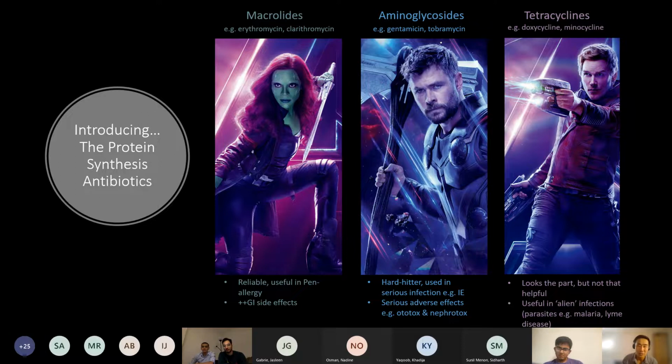And then finally, we've got tetracyclines as our fun Chris Pratt, who looks the part but isn't actually too helpful. But it's nice to think about him as useful in dealing with alien infections, so like malaria, Lyme disease, the ones that are caused by parasites or rogue tropical things. The tetracyclines can be quite useful for that. To only slightly ruin your analogy, doxycycline is one of the most useful antibiotics you will ever come across. So okay, to give them some credit, Chris Pratt is actually quite good.